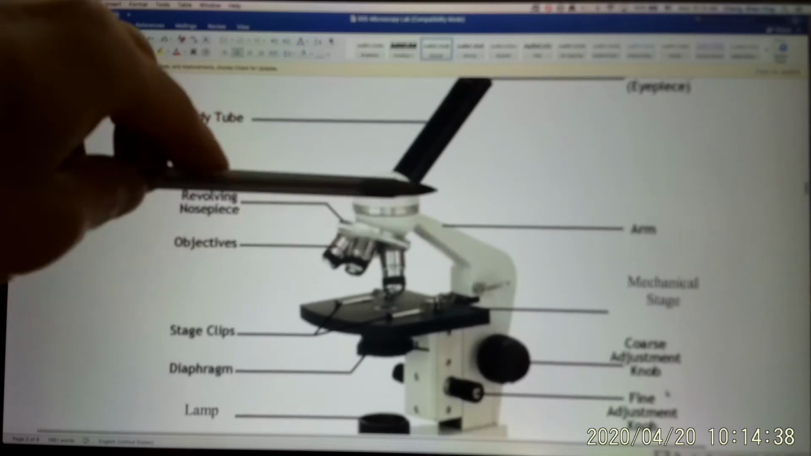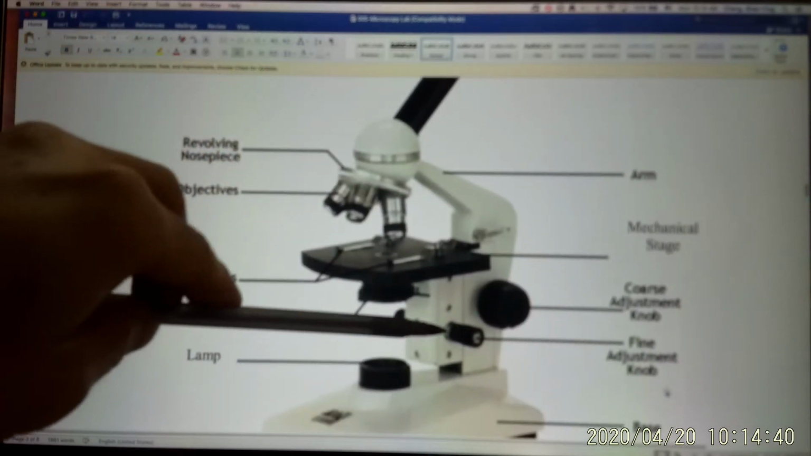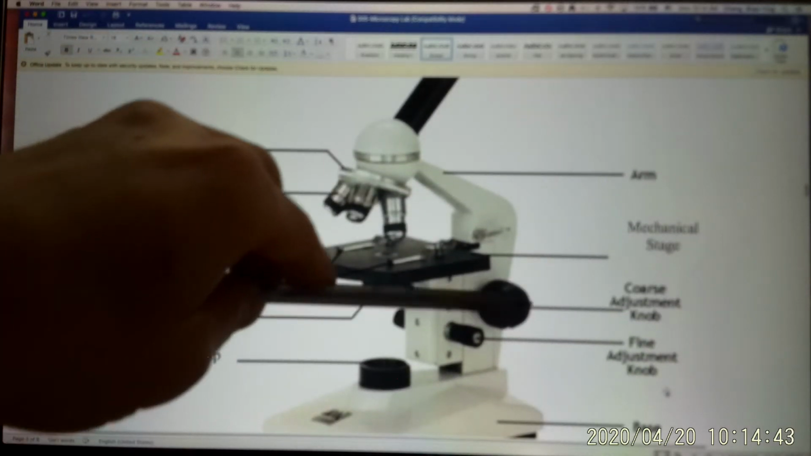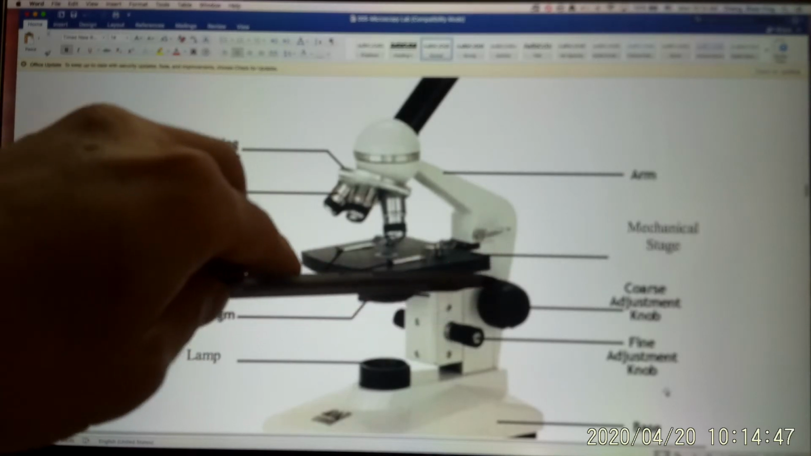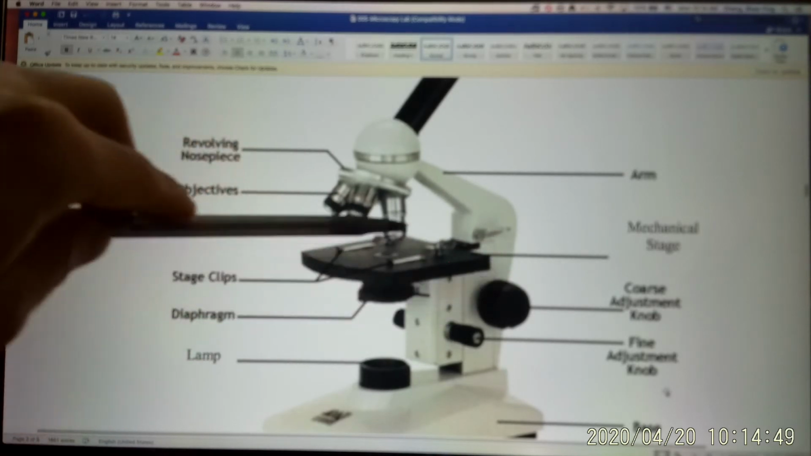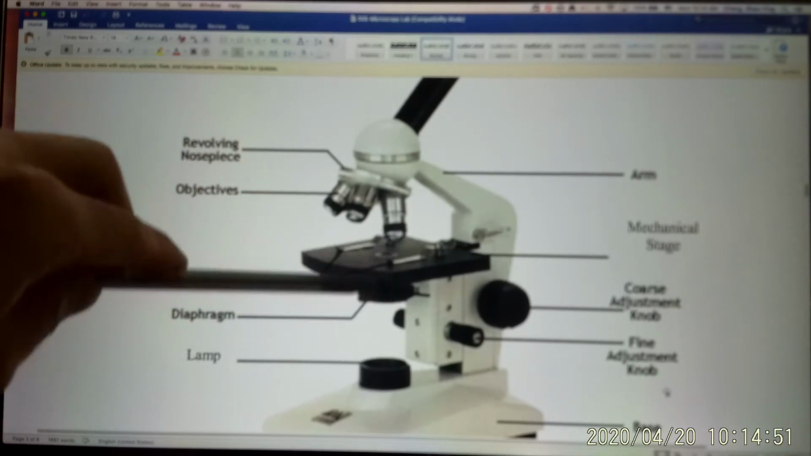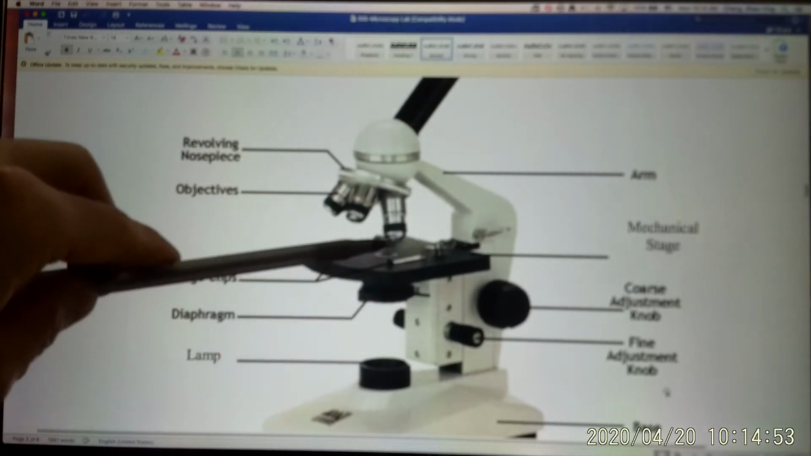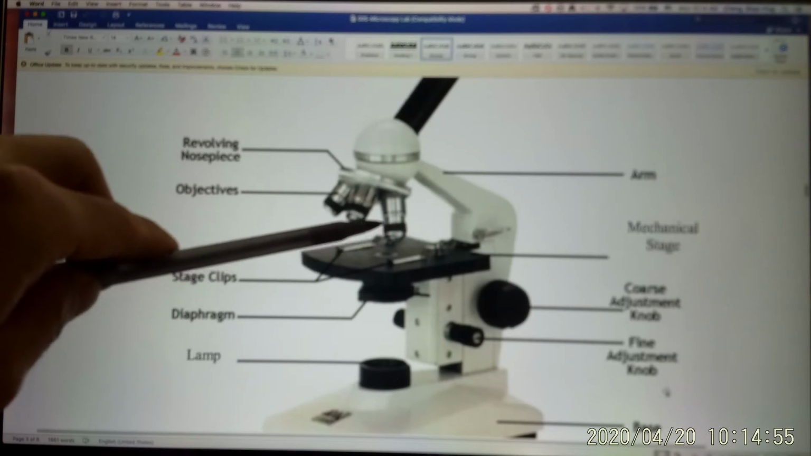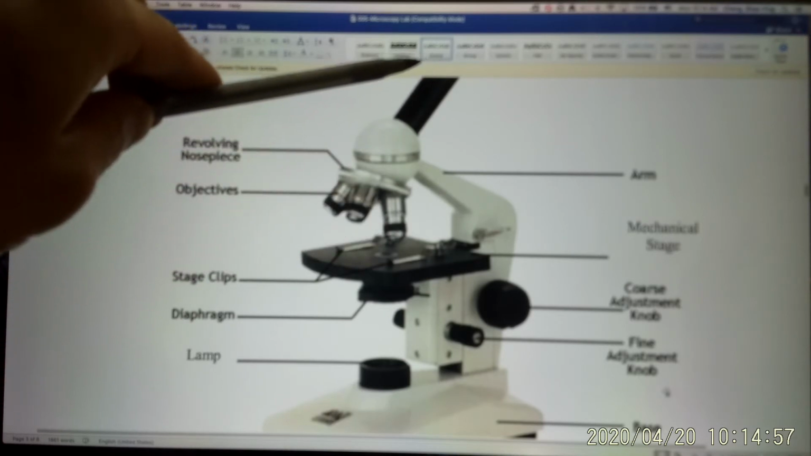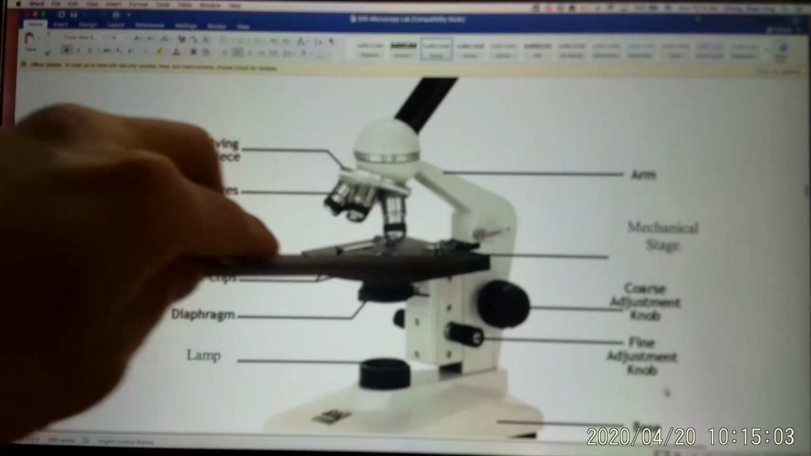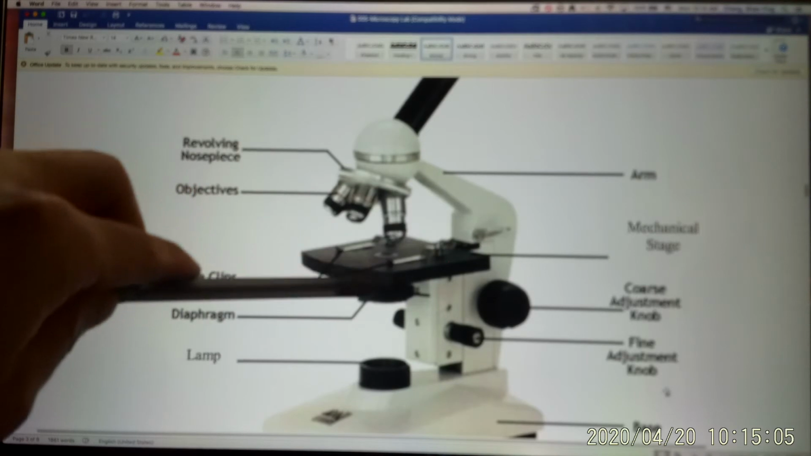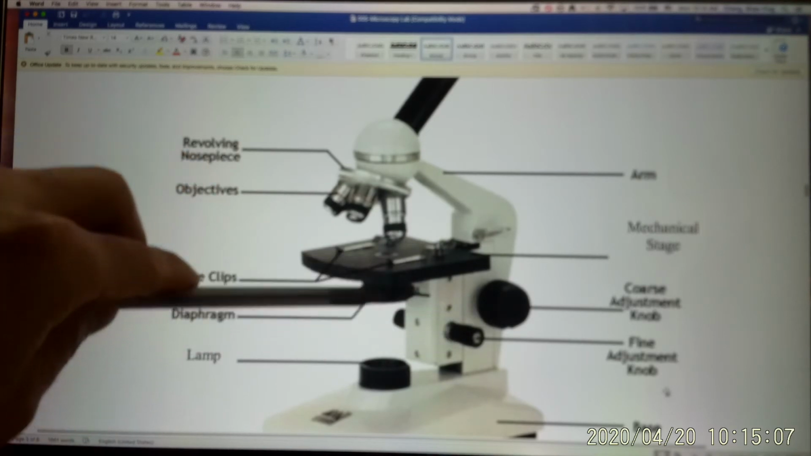This part is called the arm, and you have the adjustment knobs. You have two: the coarse adjustment knob and the fine adjustment knob. No matter which one, they just move the stage. So they move the stage and the light goes through the sample, through the objective, through the ocular lens, perfectly focused on your retina. This is how you see clearly. The coarse adjustment knob moves the stage very quickly, and the fine one moves it slowly.